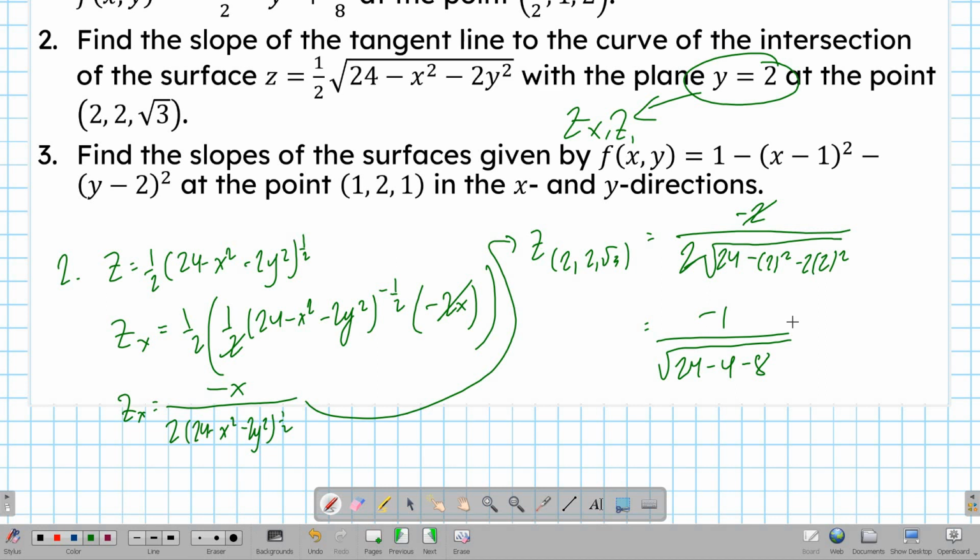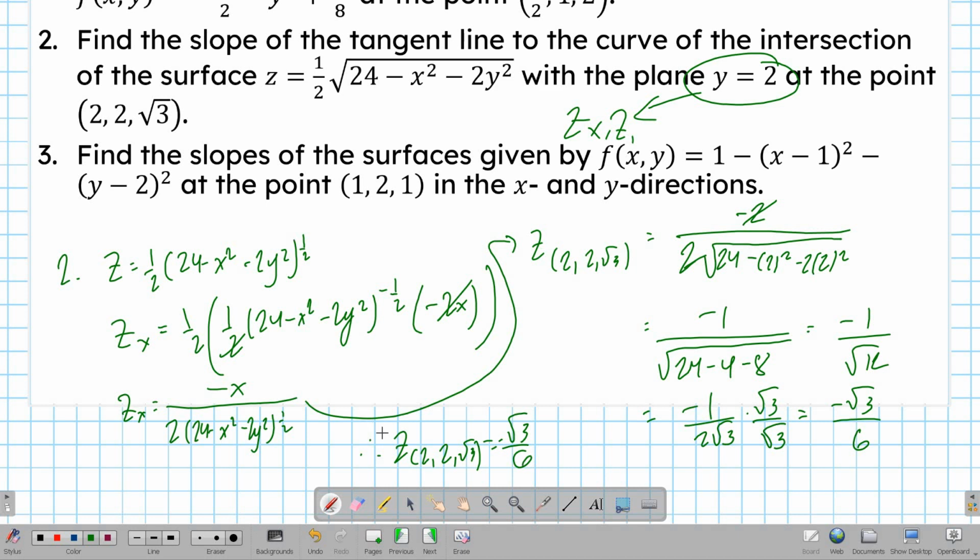Since y is 2 square root of 3, I'm going to put 3 here. So this becomes negative 1 over square root of 12, which is actually 1 over 2 square root of 3. Rationalizing, I'm going to have negative square root of 3 over 6. Therefore, the slope in the x direction with the plane y equals 2 square root of 3 is negative square root of 3 over 6.